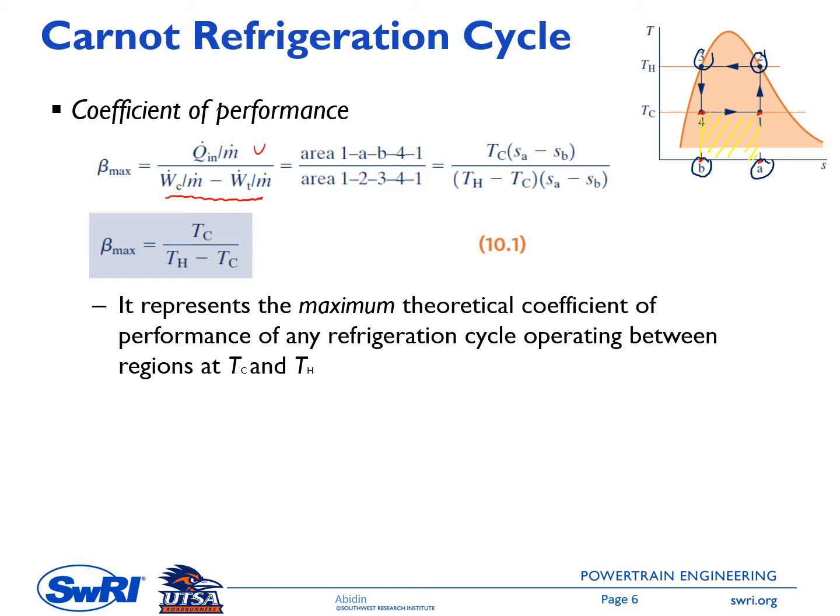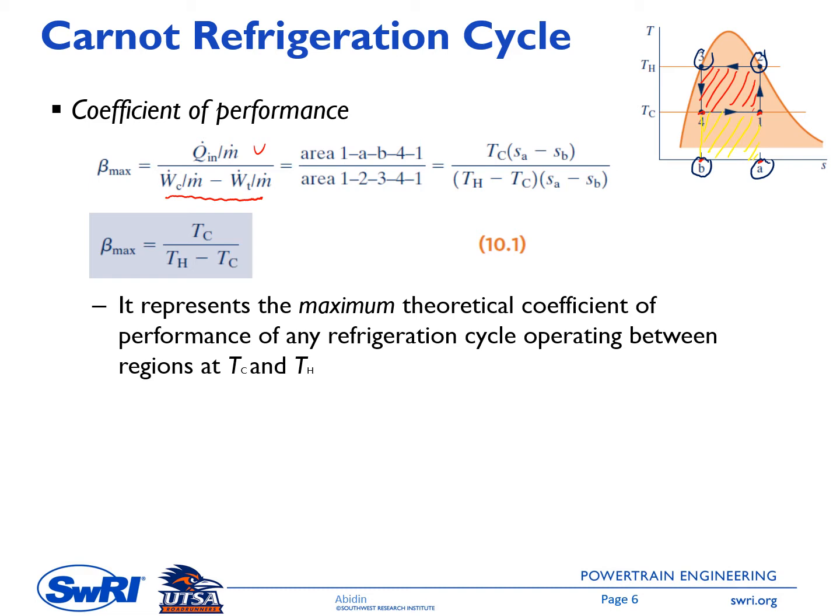This is what we pay. So the coefficient of performance, represented by beta here, we call beta max because this is the ideal cycle, the Carnot cycle. It is the ratio between Q dot in over net work, the area patterned by the yellow line over the area patterned by the red line. These are a process that occurs isentropically and a process that occurs at constant pressure.